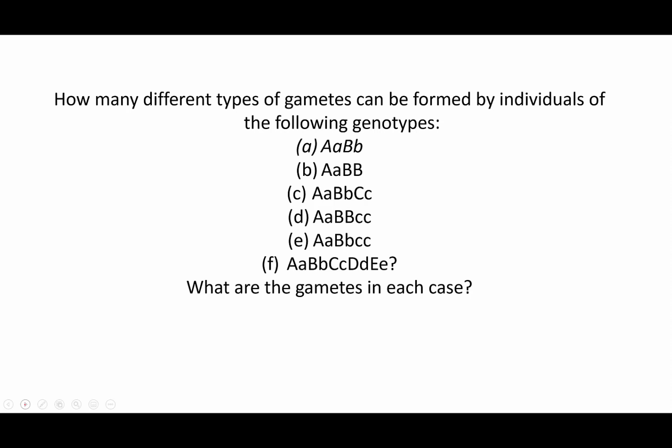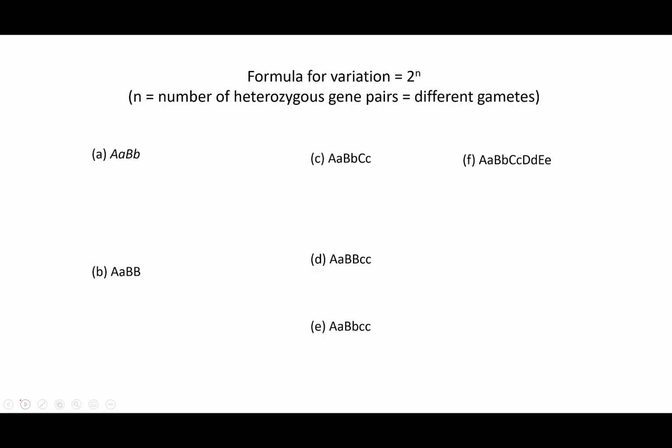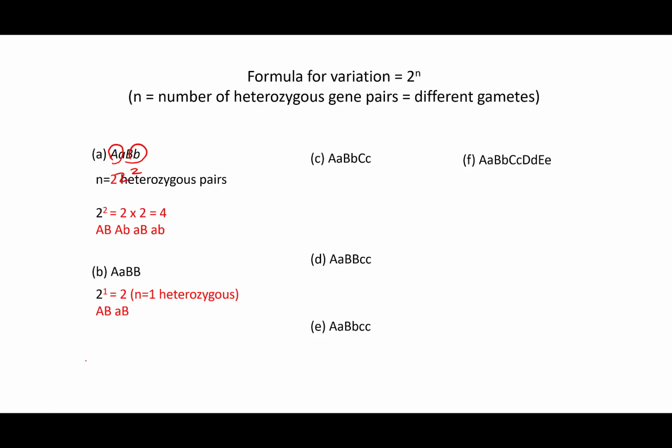So here are our ones. How many different gametes can we have? So let's write these out. The first one, if we count these 2 pairs, it's 2, so it should be 2 squared, which is what we see, right? For B, how many of the pairs are heterozygous? Only 1, so it should be 2 to the 1. For C, how many are heterozygous? 3, so it should be 2 to the 3rd.